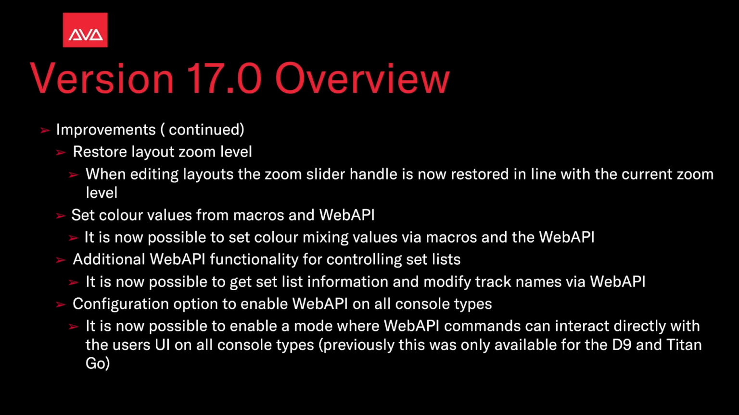Continuing on the improvements. Restore layout zoom level. When editing layouts, the zoom sign handle now restores in line with the current zoom level. Set color values from macros and web API. It is now possible to set color mixing values via the macros and the web API. Additional web API functionality for controlling set lists. It is now possible to get set list information and modified track names via the web API.